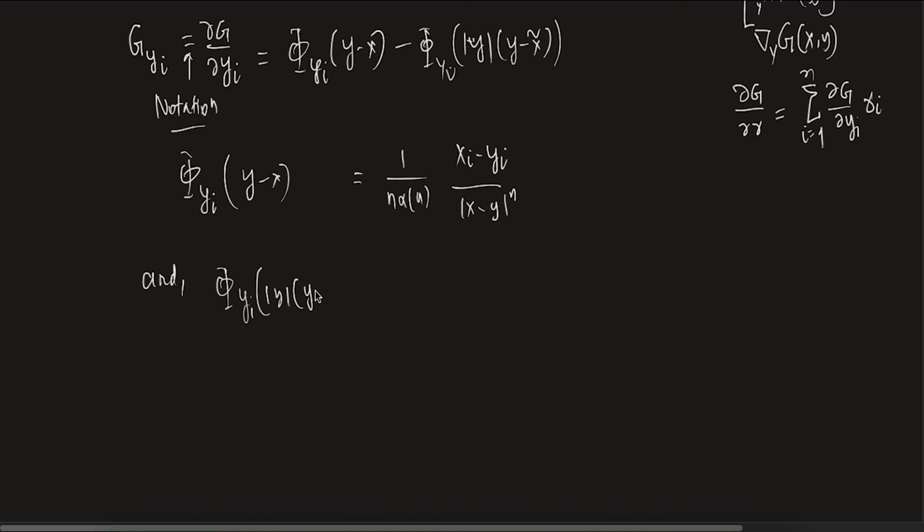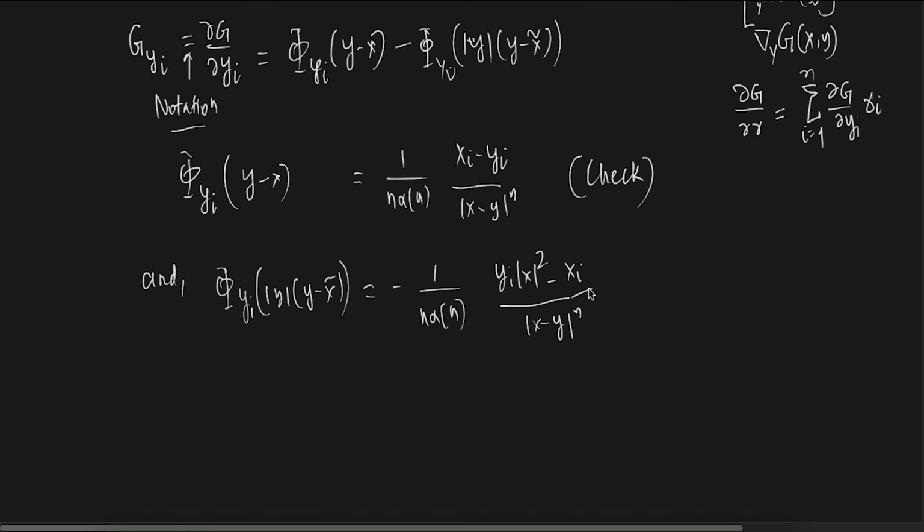And you can do the same thing here, with the modulus of y minus x tilde. What exactly is this? Again, I'm not calculating it, I'm just writing down what is happening. So you have to check this part: minus 1 by alpha n, times (yi times the modulus of x squared minus xi) by the modulus of x minus y, to the power n. Please let me be very clear about it. You already know what phi is. Just put what phi is on this variable and then take the derivative with respect to yi. I am absolutely certain that all of you can check this part, so please do that.